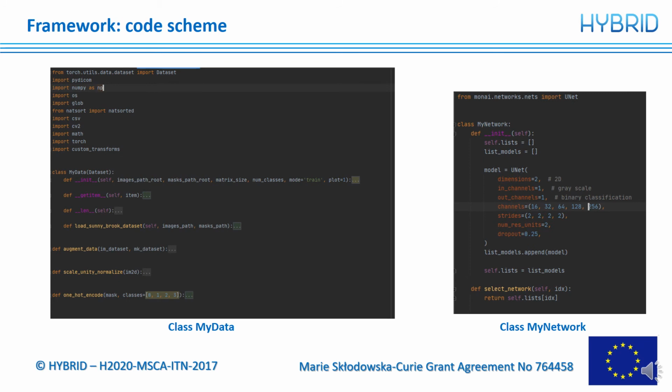Then for the class my network, I decided to use the UNet from MONAI, but I coded this in a way that I can in the future use different models. So in this case I use a list, and the first element is the UNet, but then I can extend to different models and try different implementations and compare the results.